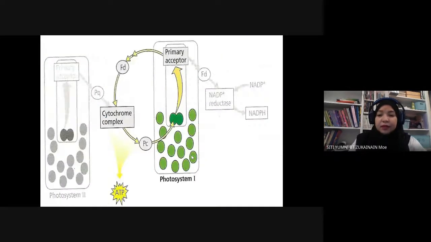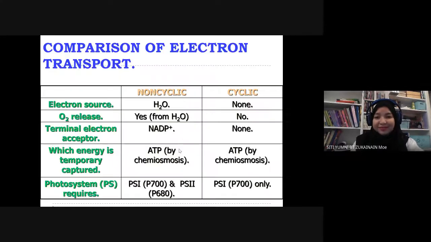Okay, so cyclic electron cycle and non-cyclic electron cycle. So if you can see here, this is cyclic. The colored one is cyclic photosystem 1, as I mentioned over and over. Okay, now this is it.